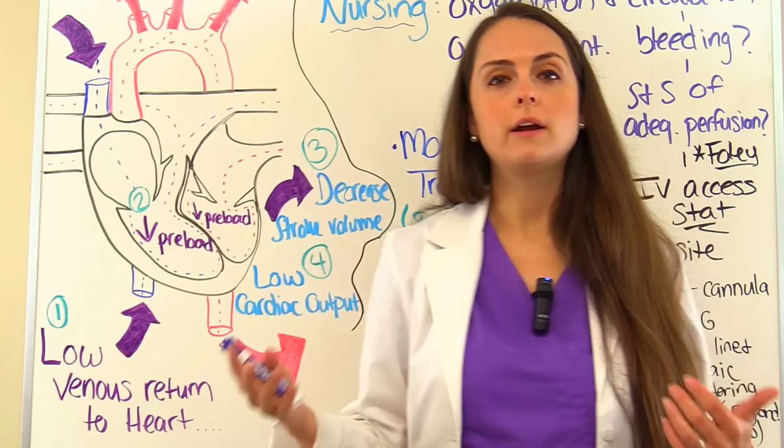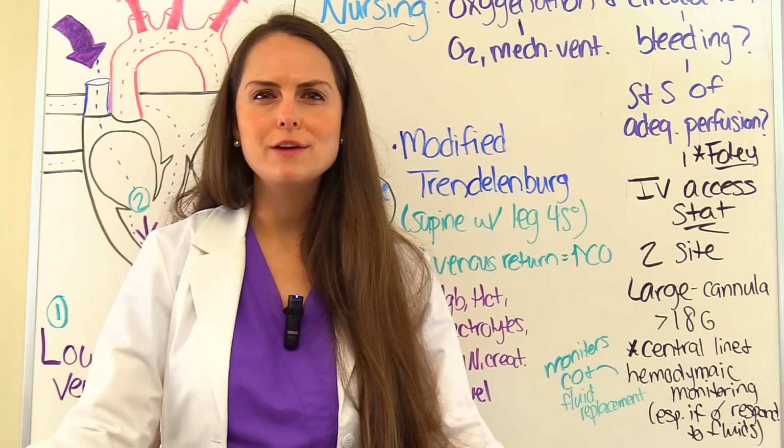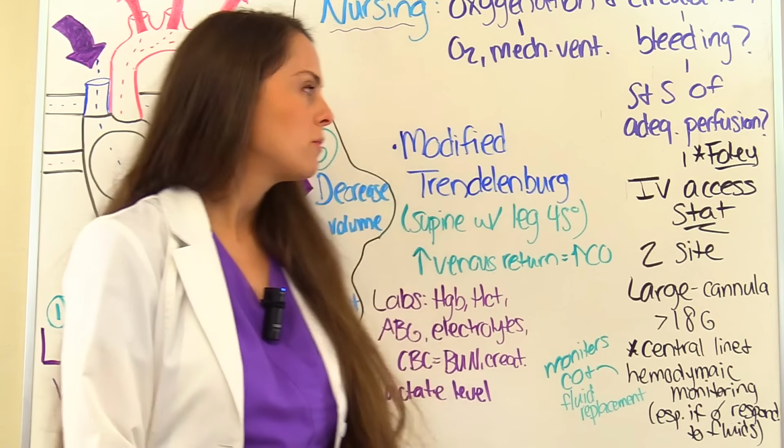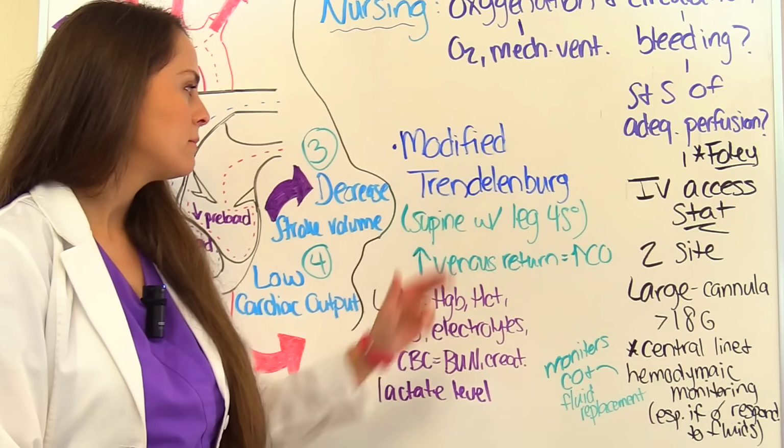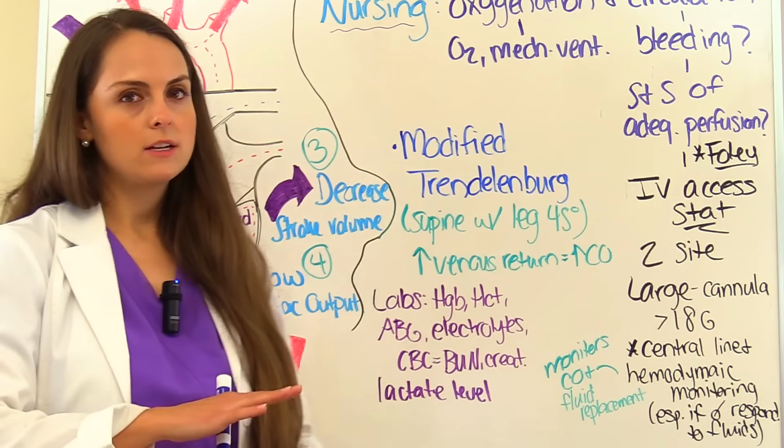Now, position-wise, what's a good position for these patients? We want a position that's going to increase cardiac output, venous return to the heart. So one position is modified Trendelenburg. This is where the patient is supine with their feet/legs elevated at that 45 degrees. Doing that is going to increase venous return and help us increase cardiac output a bit.